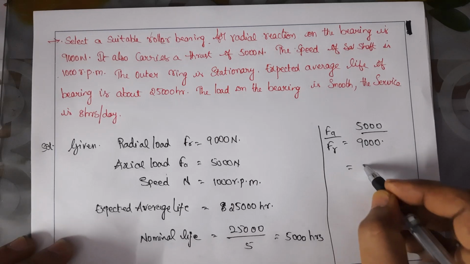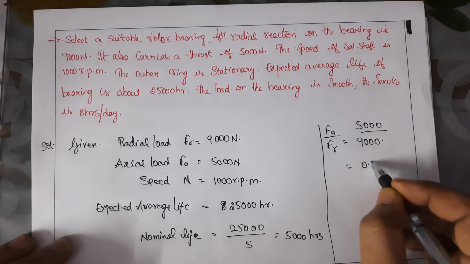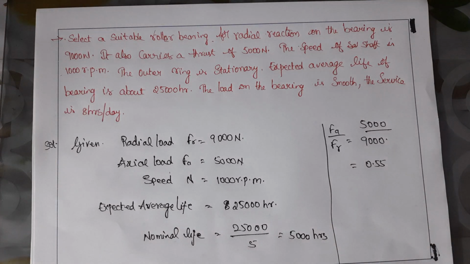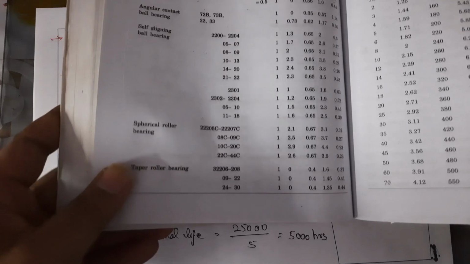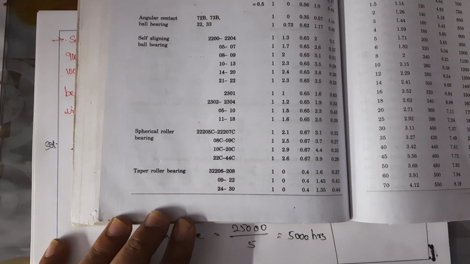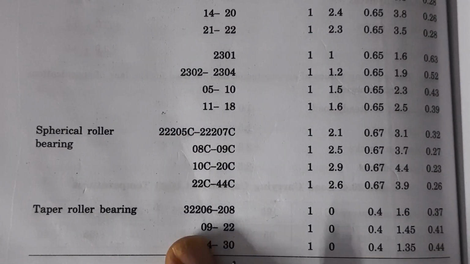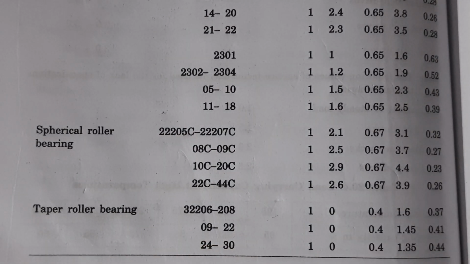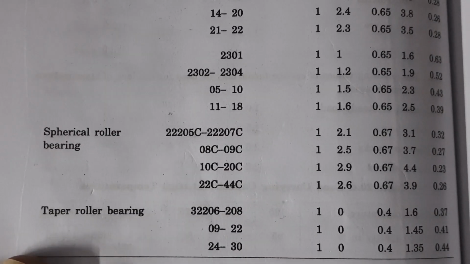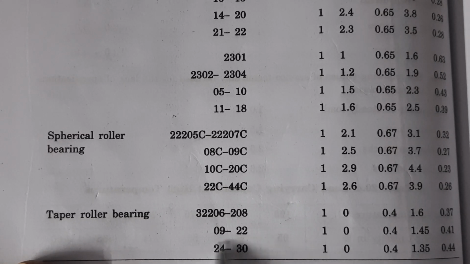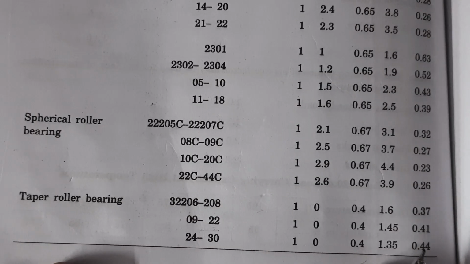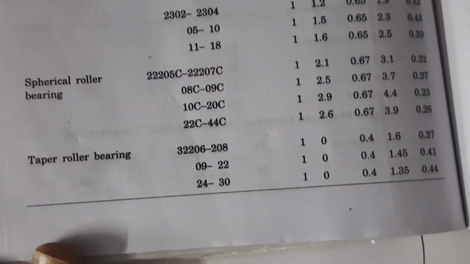So I have got an answer of 0.55. Let us see in the data book. We have selected a taper roller bearing of 32212 series, so that's why the value lies here. So I am taking the values of this, so we have got the FA by FR value as 0.55.